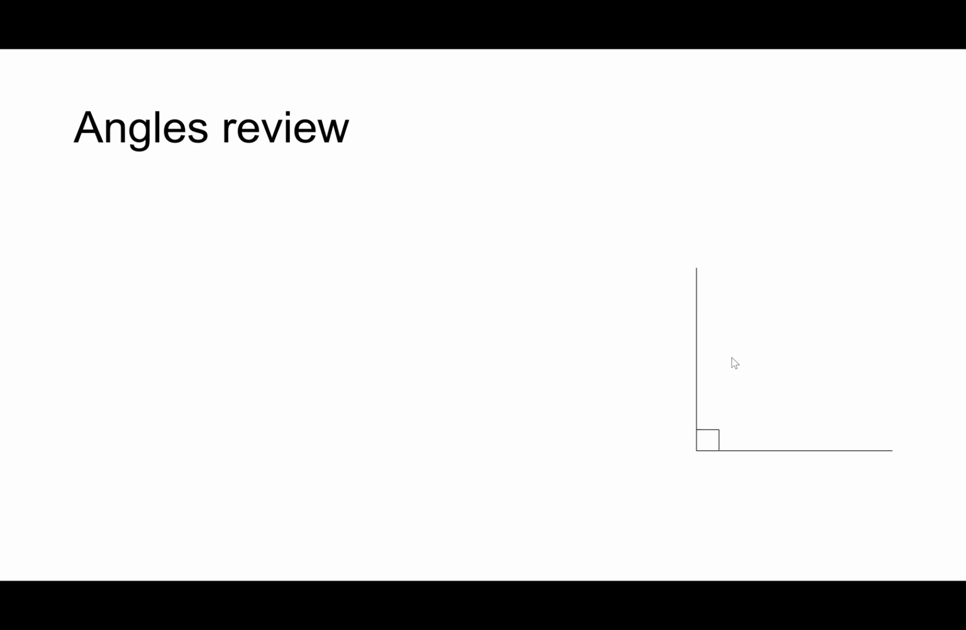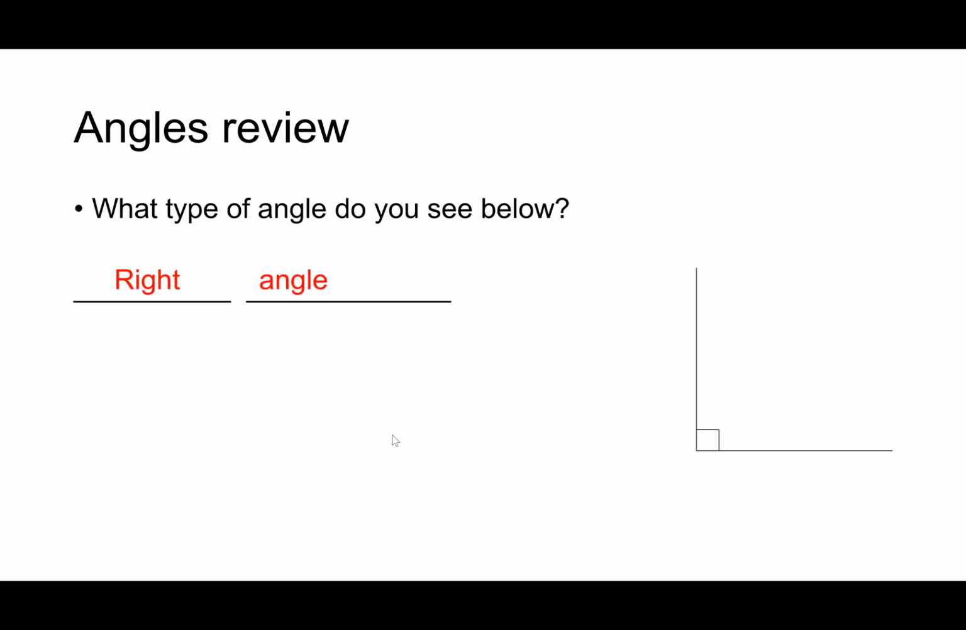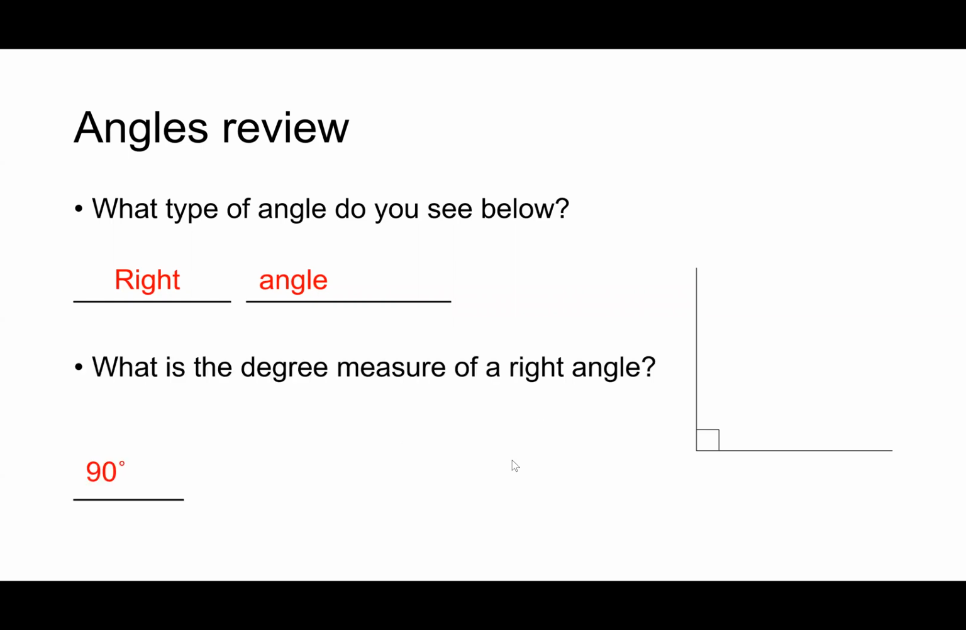What do you see right there? What kind of angle is that, as indicated by the little square in the corner? Ashley? That is a right angle. Great job. Go ahead and fill that in. What is the degree measure of a right angle, Kendall? You got it, 90 degrees.